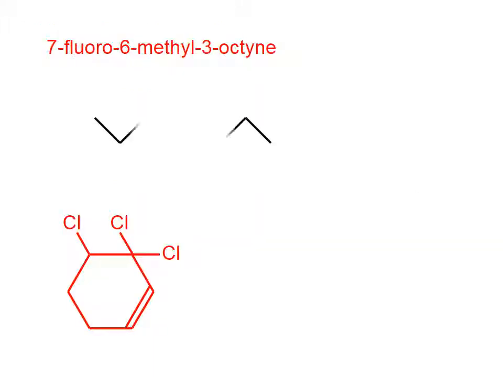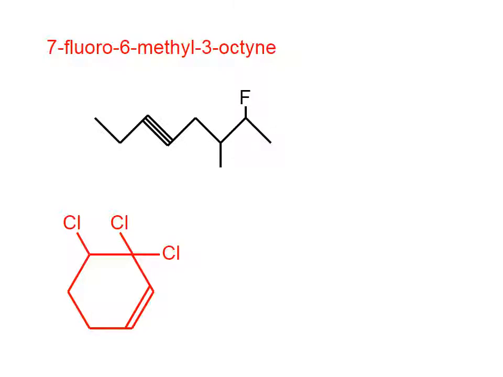This molecule ends with 3-octyne, so let's draw 8 carbons in a chain with the triple bond indicated by the "-yne" between carbon number 3 and carbon number 4. So there's your 3-octyne right there. Then off of carbon number 7 we have a fluoro substituent, and off of carbon number 6 a methyl substituent. Recall that we put them in that order because fluoro comes before methyl alphabetically.